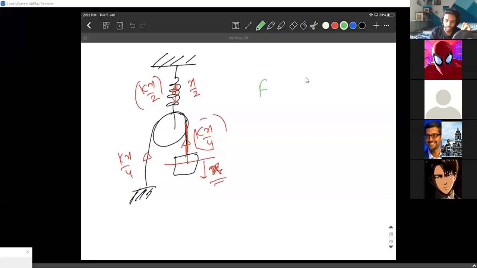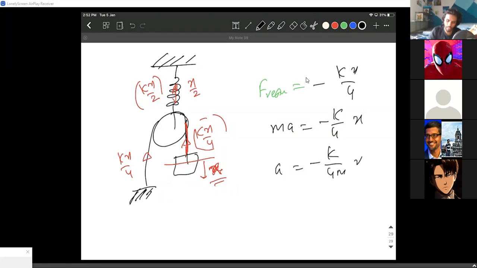This part is a bit confusing for people. Take some time to absorb what just happened and write minus kx by 4. Sir, I didn't get the 4. ma equals minus k by 4 x, a equals minus k by 4m x. The time period simply will be 2 pi root over 4m by k.